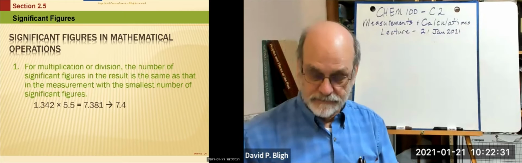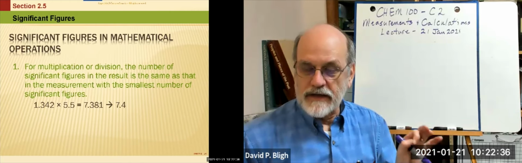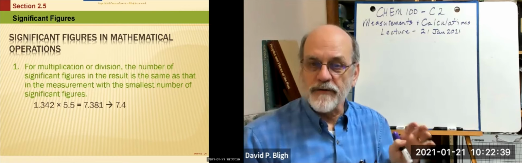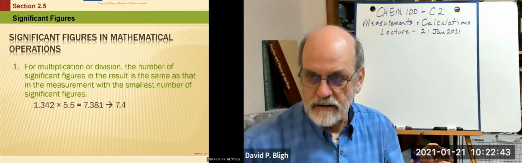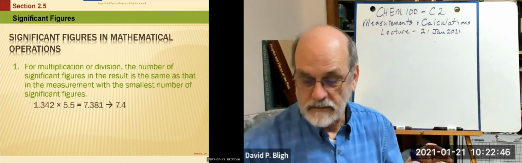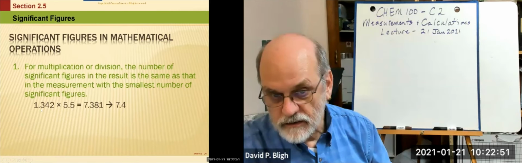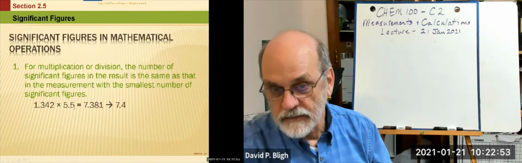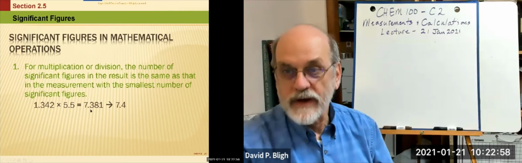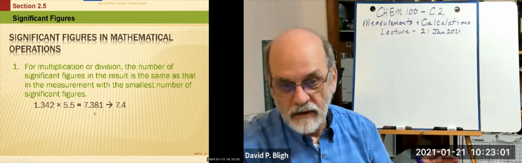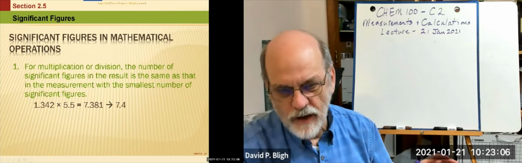That rule says the answer is limited to the number of significant figures in the least significant number in the calculation. In this example, this number has four significant figures. This number has two. Our calculator tells us 7.381, but we know that we can only keep two.